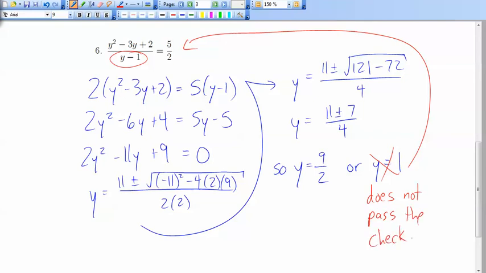Okay. The 9/2, well, it's a little bit trickier. I'll let you take a few minutes to plug it in for yourself and verify that it is a solution. Also, please take this time to finish off the other few questions that we didn't look at. If you have any questions, come and see me, please.